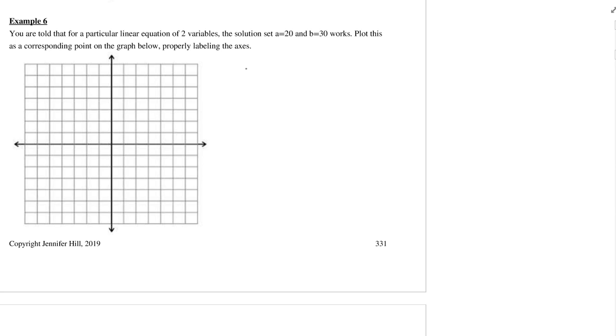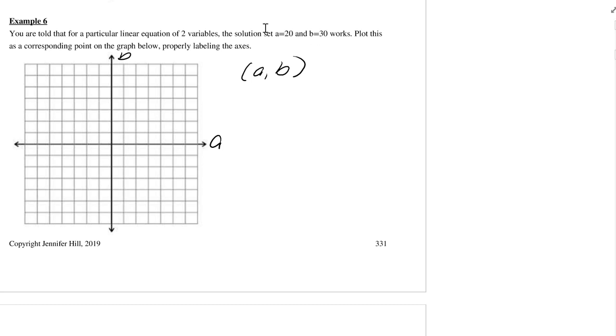So remember, our coordinates in general will go in alphabetical order. So this will be A, comma B. So now instead of this being the x-axis, this will now be my a-axis, and instead of this being the y-axis, this will be my b-axis. Okay, that's one thing I wanted to tell you about.